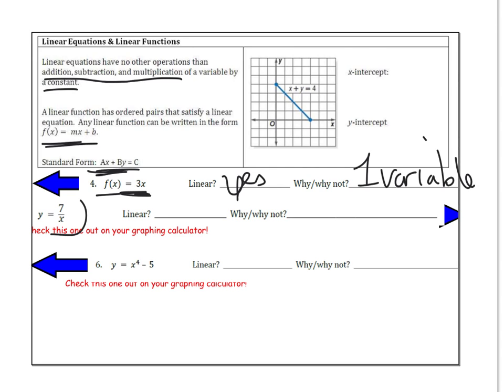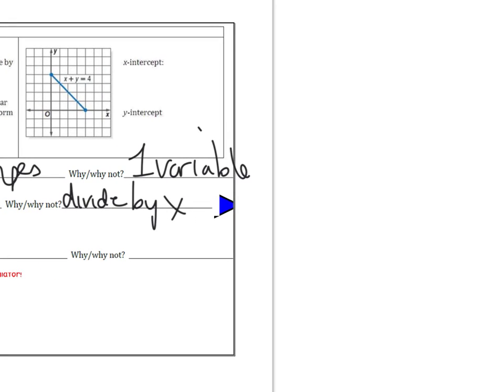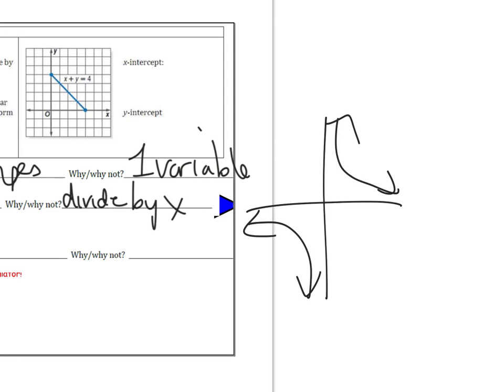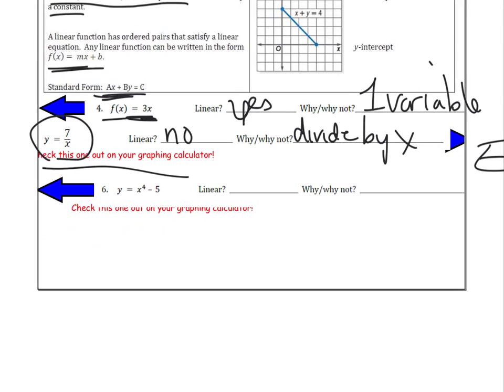So if I have 7 over x, is that linear? Absolutely not. Why? Because I'm dividing by x. And take a second, throw that in your graphing calculator and kind of see what that looks like. It's a little weird. It's a little trippy. So take a look, because it ends up looking like this. And there's no way you're going to convince me that that's going to be a line.